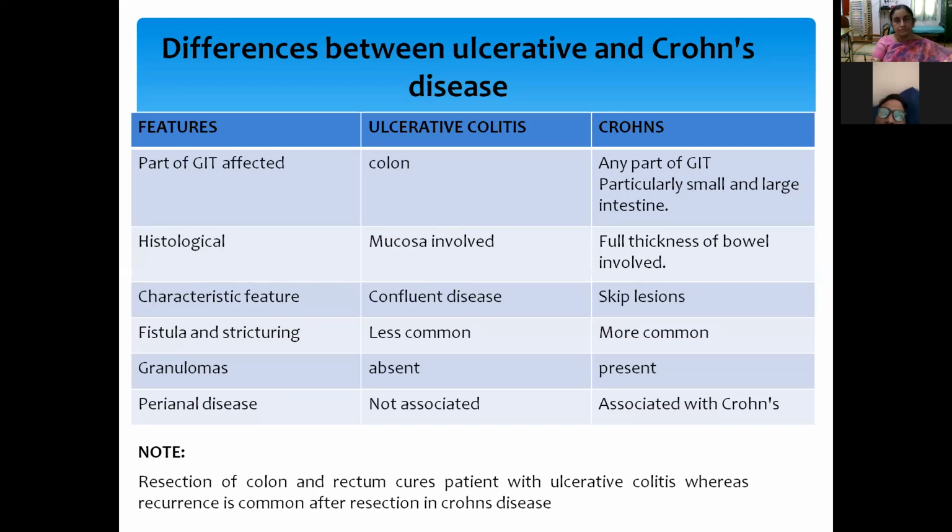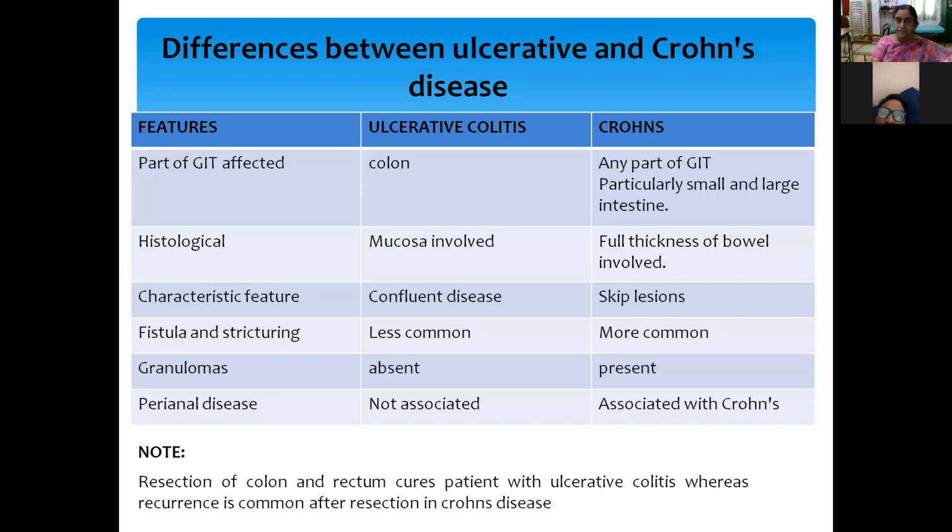Whereas in Crohn's, as I told you, any part of the GIT, including small and large intestines, particularly, can be affected with Crohn's. And if you go into the histological appearance, in ulcerative colitis the mucosa is mainly involved, whereas in Crohn's, the full thickness of the bowel is involved.